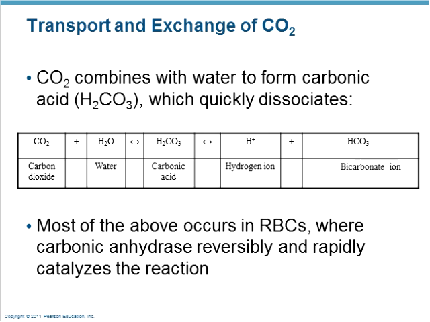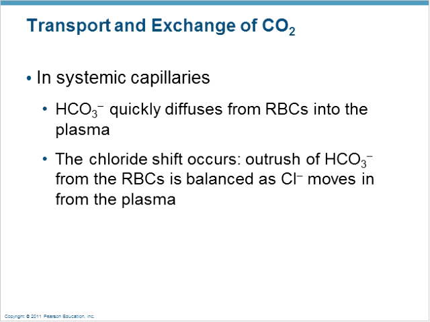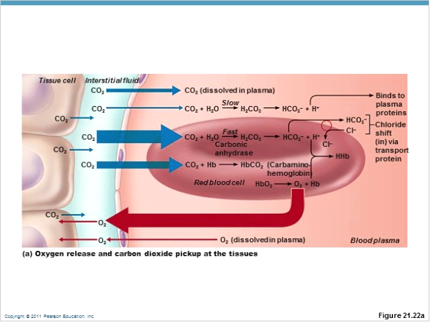This talks about how that works. CO2 combines with water to form carbonic acid, H2CO3, which quickly dissociates. Most of this occurs in red blood cells, where carbonic anhydrase reversibly and rapidly catalyzes the reaction. In the systemic capillaries, HCO3 quickly diffuses from the red blood cells into the plasma, and the chloride shift occurs, where the outrush of HCO3 from the RBCs is balanced as chloride moves in from the plasma. So you get a really nice feel for what's going on here.